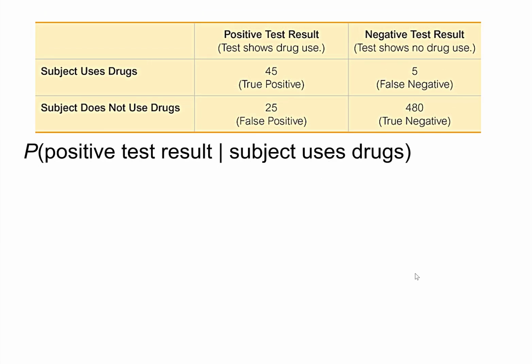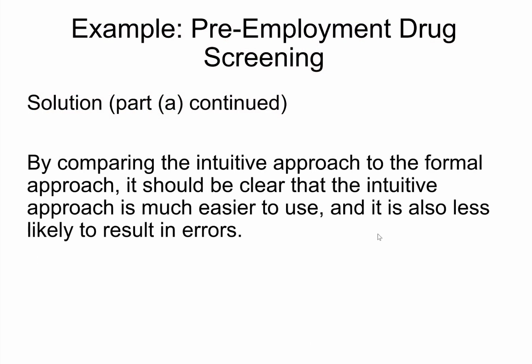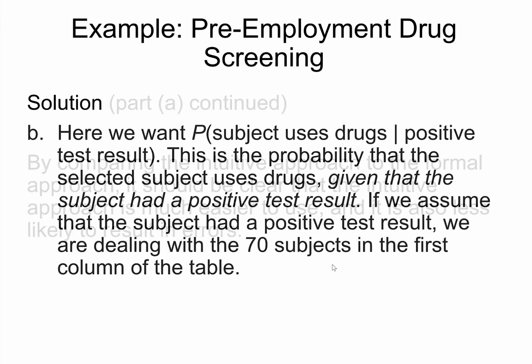We put that into our formula, and we actually come out with the same answer, basically the intuitive way, which is much, I think, more intuitive. It just makes more sense. You don't have to worry about the total sample size because you're focused on a subgroup of the table, and I like that approach much better. So comparing the intuitive to the formal, it's clear that the intuitive is much easier to use and also less likely to give you errors.